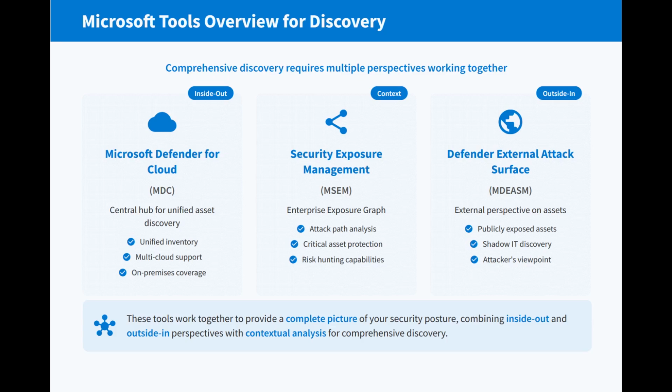While Defender for Cloud offers an inside-out view of your managed resources, Microsoft Defender External Attack Surface Management performs outside-in scans to discover publicly exposed digital assets that your organization might not even be aware of, essentially mapping your external attack surface. This helps uncover potential shadow IT or forgotten internet-facing resources. For achieving a truly comprehensive view of your security posture, Security Exposure Management can integrate data from various external third-party security and asset management products. You're not limited to Microsoft's tools.